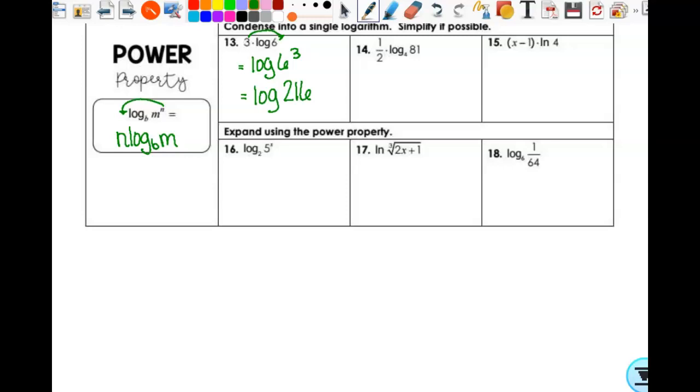All right, so 1/2 here can become an exponent. So this gives me log base 4 of 81 to the 1/2 power. What's another way of saying 81 to the 1/2 power? Square root of 81. And what's the square root of 81? 9. So this is log base 4 of 9.